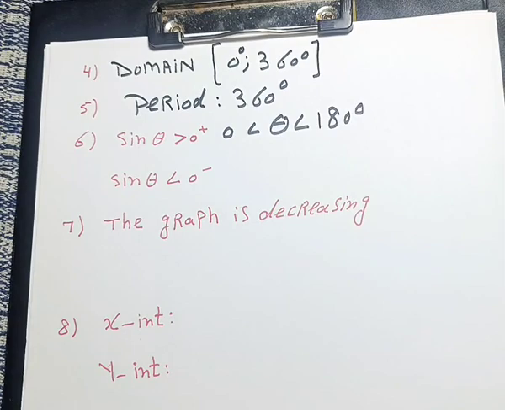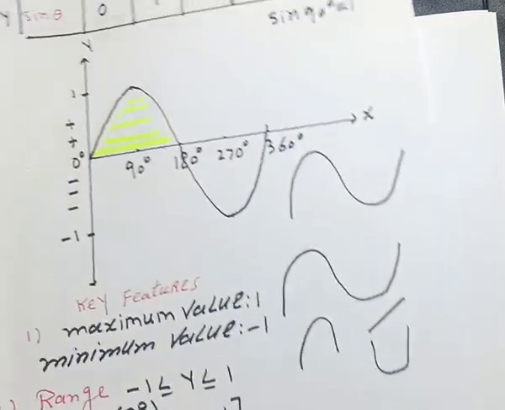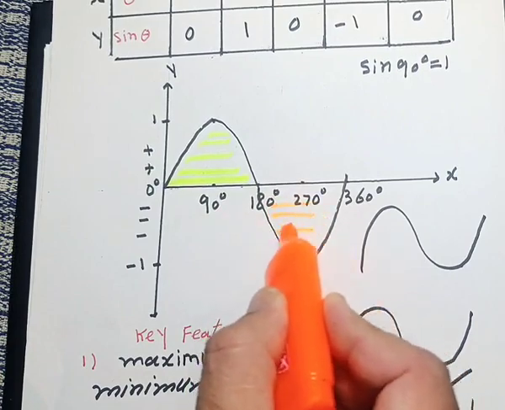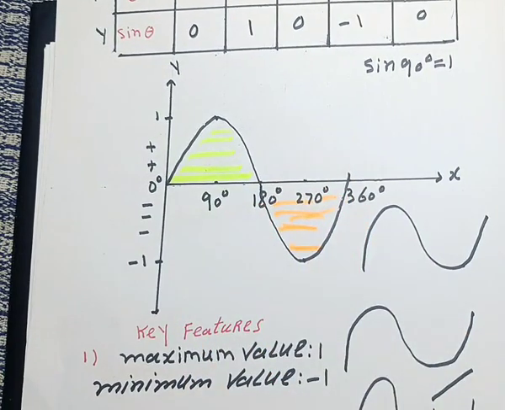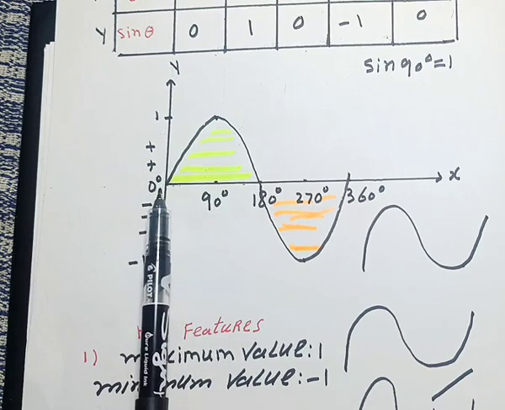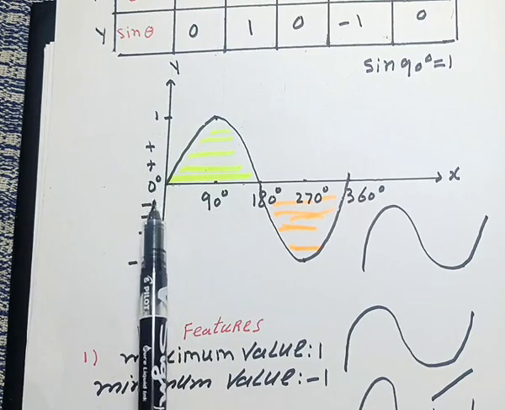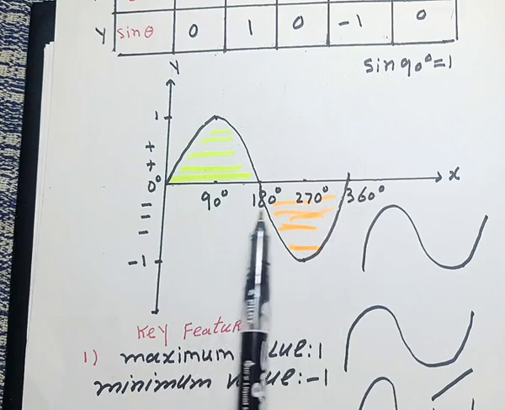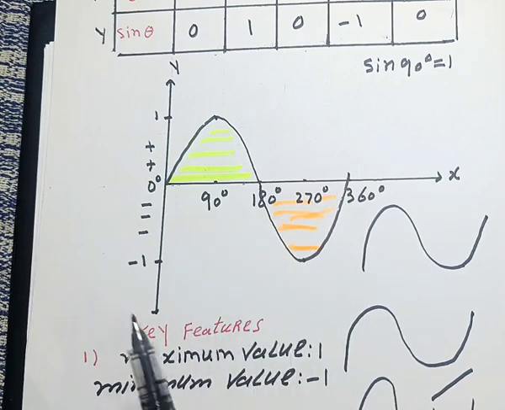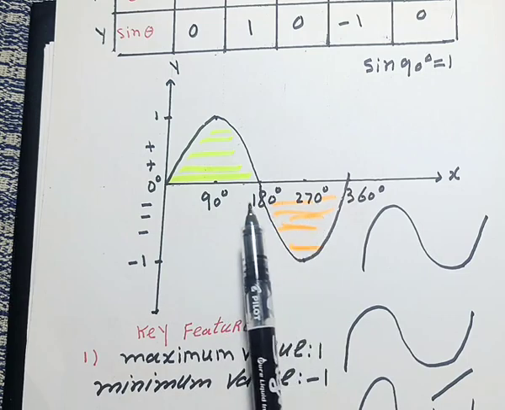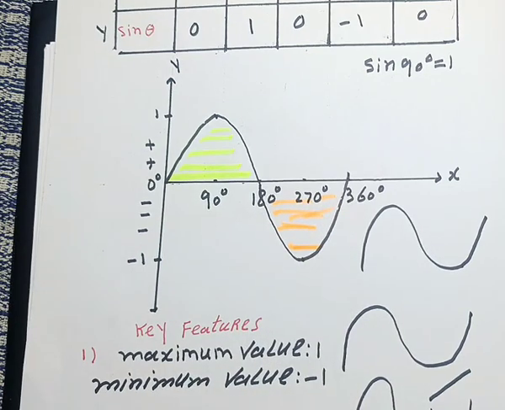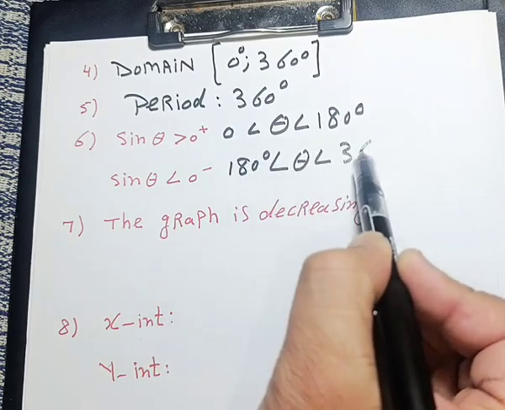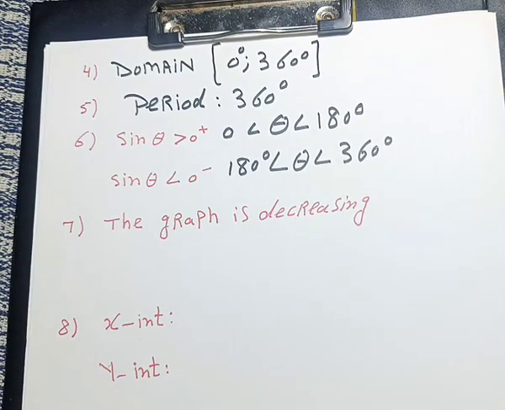So where is the graph negative? We need to see now. Let me show you. Have a look here. The graph is negative here. This whole part of the graph is negative here. Have a look from here, because below 0 degree on the y value, the y value is negative. So from 180 degree till 360 degree, the graph is lying on the negative y-axis. So the graph is negative between 180 and 360 degree.